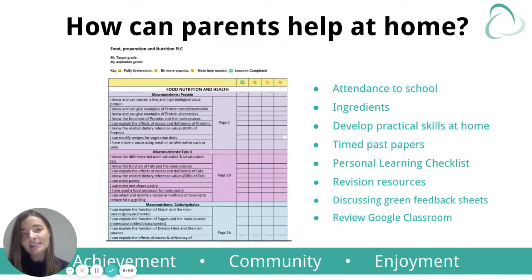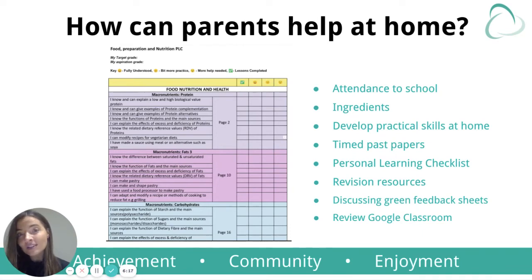Other ways that you could help: attendance to school is vital. And if your son or daughter is to miss a lesson, please encourage them to access the lesson via Google Classroom so that they don't miss out on any of the topics.